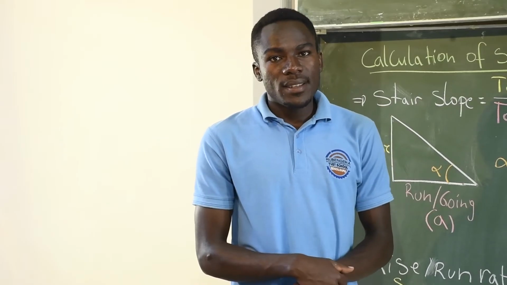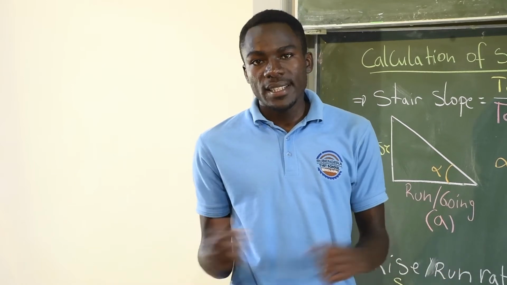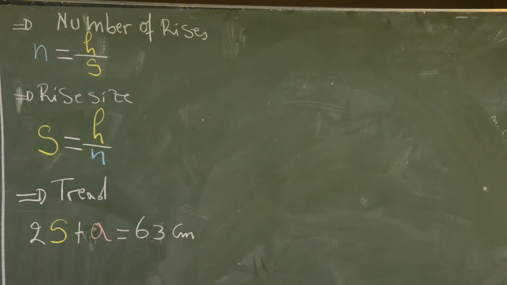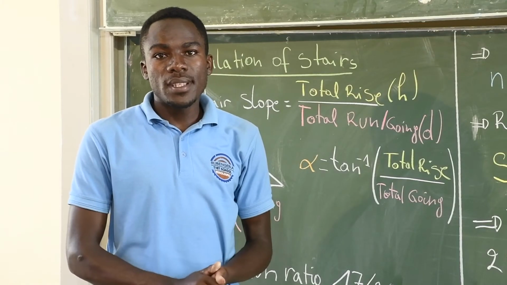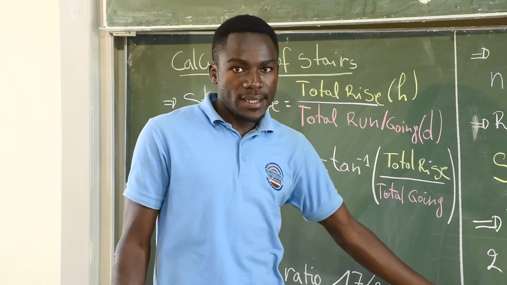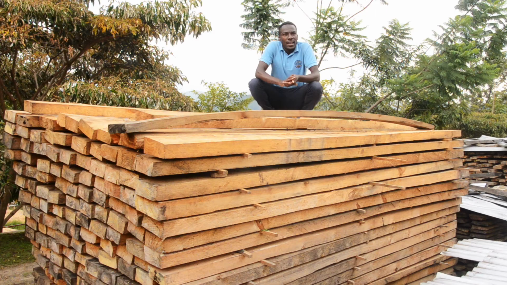After that, you will need to calculate the size of the rise selected. The size of the rise will be determined by the total height over the number of the rises that you have determined. The last thing to be determined is the tread. The tread will be calculated in such a way where we will need to use the rise-run relationship. After that, we are done with our calculations.